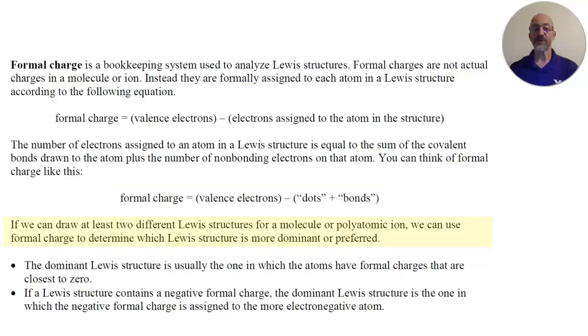Now, if we can draw at least 2 different Lewis structures for a molecule or a polyatomic ion, then we can use formal charge to determine which Lewis structure is more dominant or preferred. And here are 2 guidelines that we can use. The first guideline says that the dominant Lewis structure is usually the one in which the atoms have formal charges closest to zero. The next guideline has to do with electronegativity. It says if a Lewis structure contains negative formal charges, the dominant Lewis structure is the one in which the negative formal charge is assigned to the more electronegative atom.